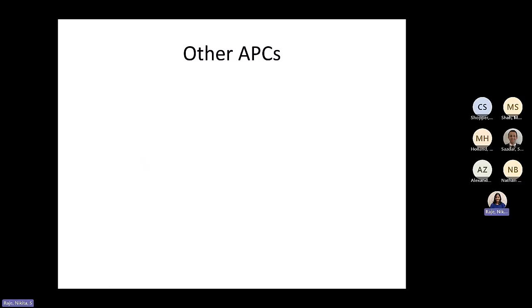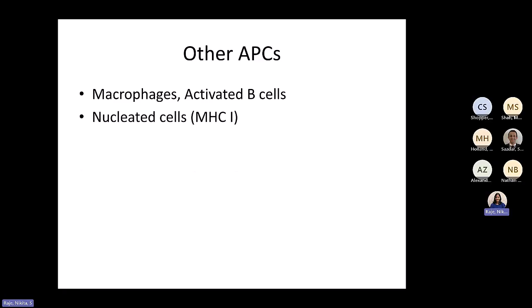All right, so we talked about antigen presentation. The most important antigen presenting cell is the dendritic cell that we just talked about. But the other antigen presenting cells are macrophages and activated B cells. These three, the dendritic cells, macrophages, and activated B cells, will present the antigens to CD4 T cells using class 2 MHC. But for CD8 T cells, all nucleated cells that have class 1 MHC can act as antigen presenting cells.